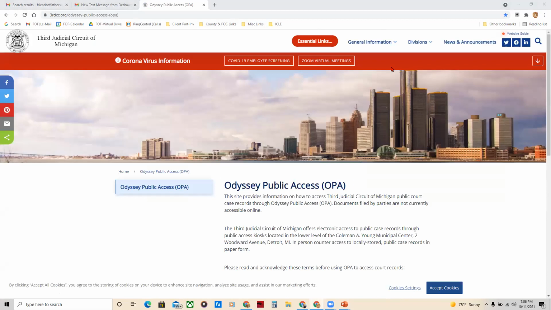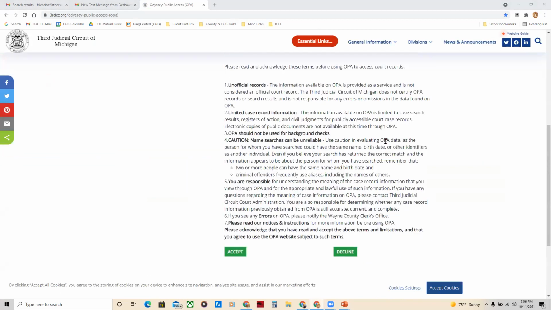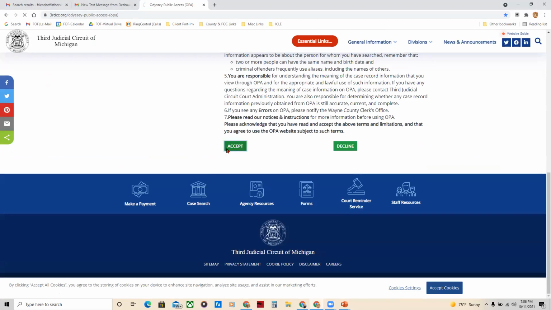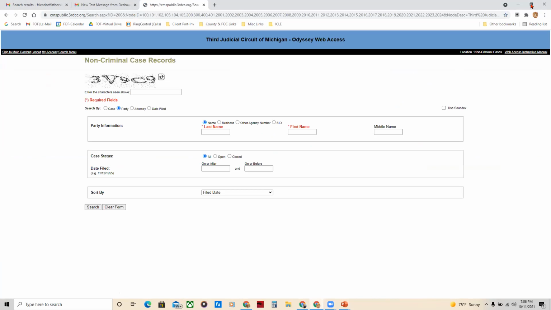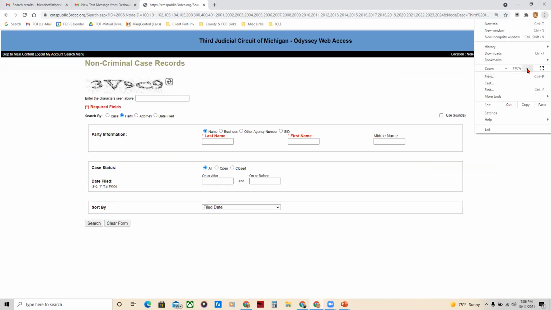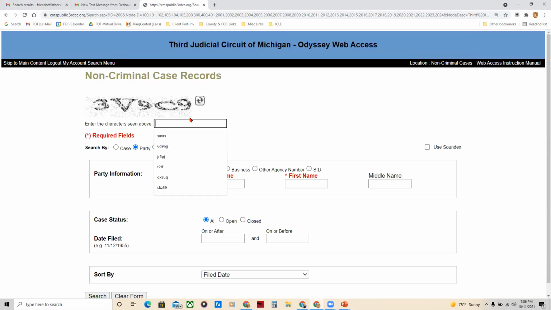Okay, everybody, this is how you go into the case to find out those case numbers. It's a free website for the family court. Here we go, let's go to it. Let me move this out of the way here and make this larger. So you gotta put in the code.